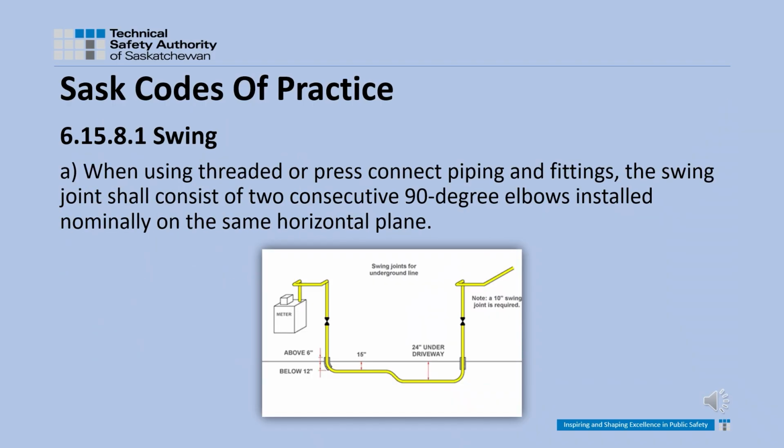8.15.8.1 is another interpretation to the National Code requiring a swing consisting of 2 consecutive 90s installed on the same horizontal plane. You will also notice that press connect fittings are allowed to be used on swings for undergrounds. The requirement of 10 inches between the center line of the 90s is still the same, as well as the requirement for a valve at each end of the underground, plus don't forget about your sleeves.